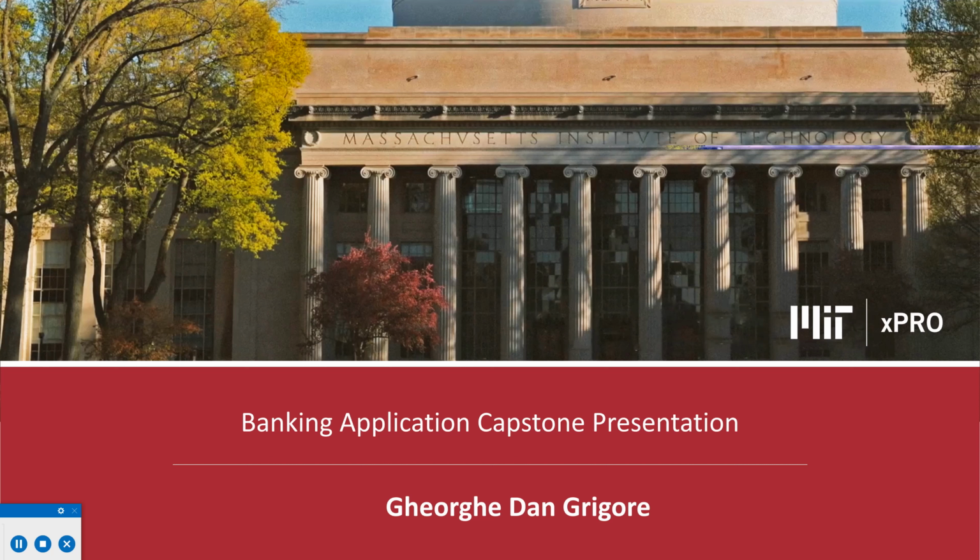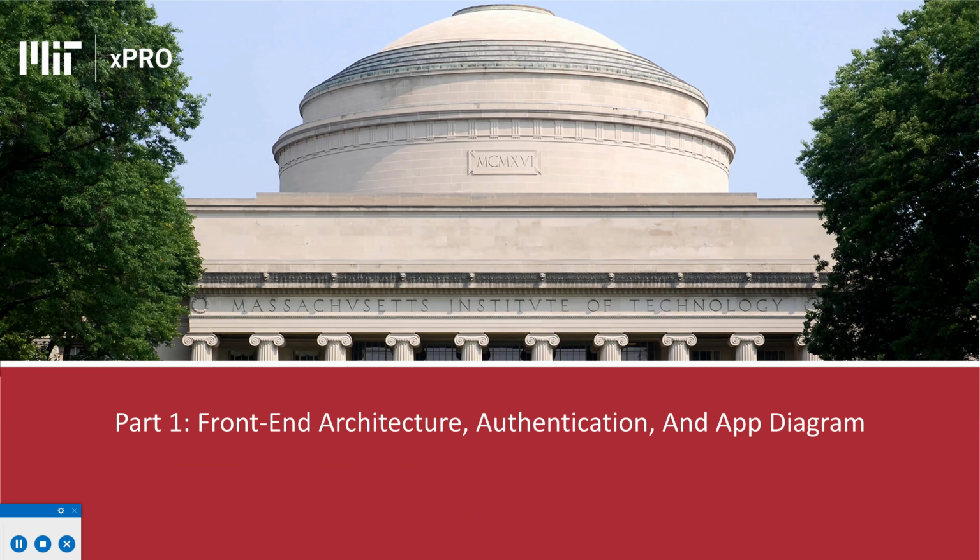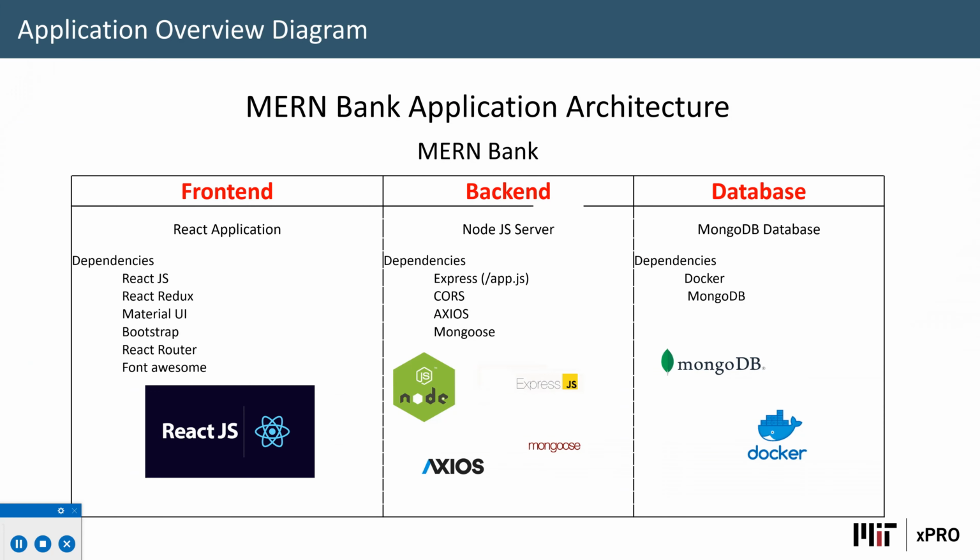For the Capstone project, I have worked on a banking application which is named MERN Bank. In part 1, I will be presenting the front-end architecture, authentication methods used, and the application diagram. First, this is a simplified overall application overview with the MERN technologies I have been using for this project: React for frontend, Node.js, Express, Axios, and Mongoose for backend, and MongoDB as a database tier.